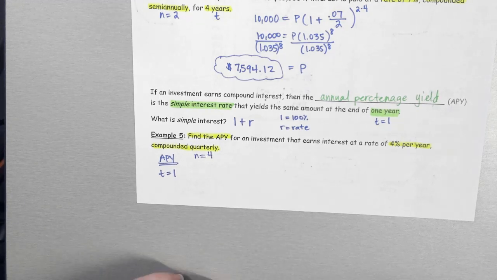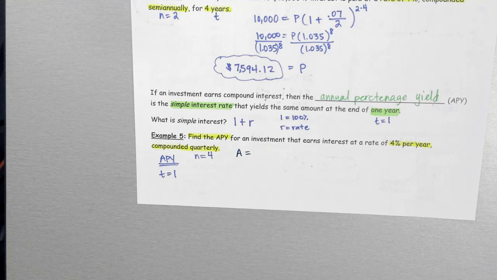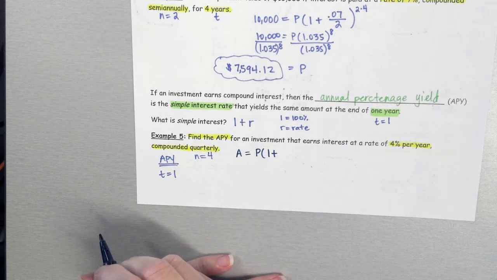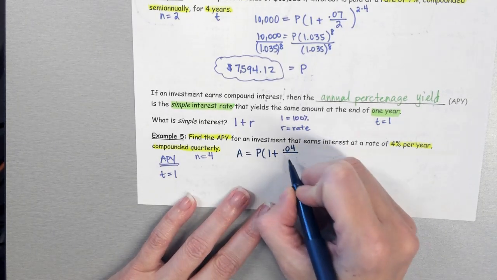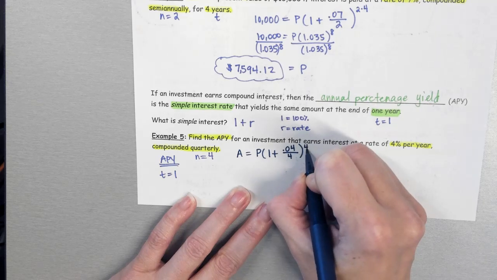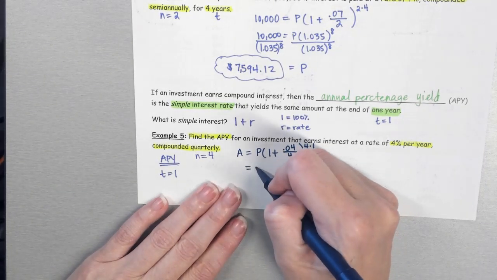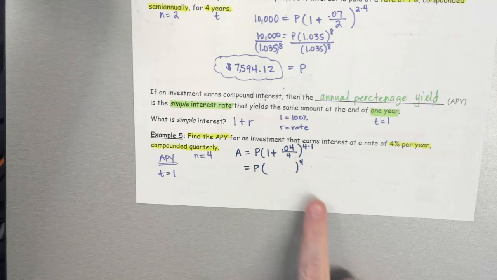And you're going to set it up similar to how we did the first one, where you have your A of T. And sometimes instead of A of T, they'll just write it as A. That's fine. Okay, so A equals P(1 plus R over N), so 0.04 over 4 to the power of NT, so 4 times 1. Okay, so the setup is the same. And then we're going to calculate this.